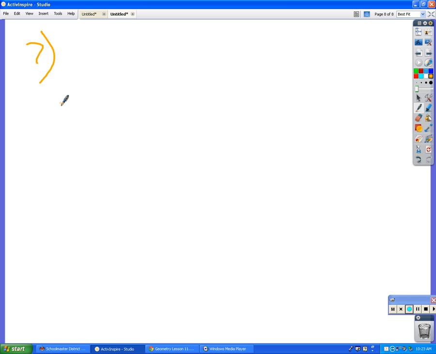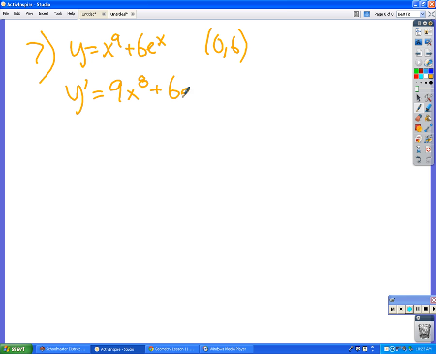Find the equations of the tangent line and the normal line to y equals x to the 9th plus 6e to the x at 0, 6. So we have a point. All we need is slope. That is 9x to the 8th plus 6e to the x. So to figure out the slope at that point, I plug in 0 for x, and that gives me 6.